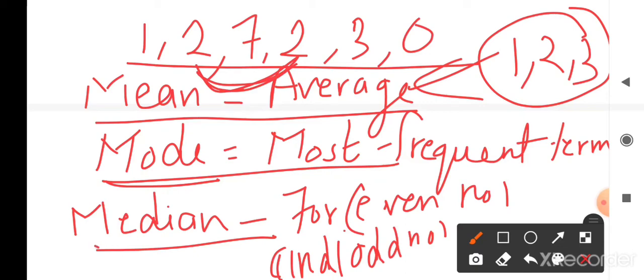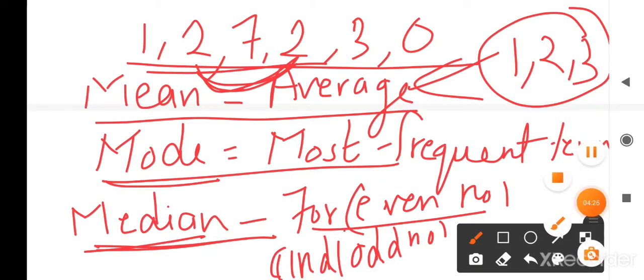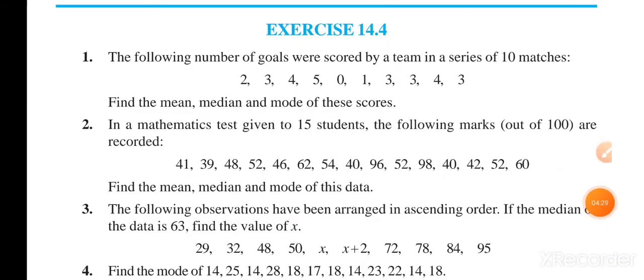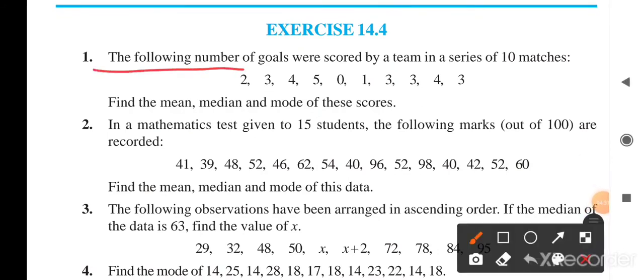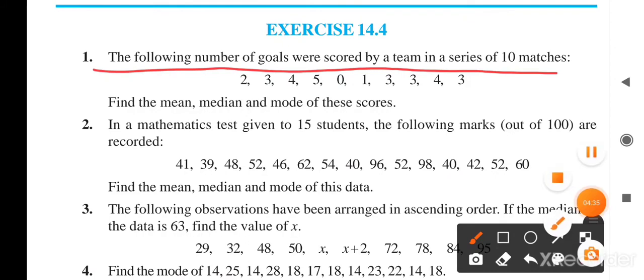But for finding the median, there are 2 ways: when the number of terms is even and when it is odd. I will tell you how to find it in the question. This is the first question of the next exercise. The following are the numbers of goals recorded in a series, and we have to find the mean, median and mode.